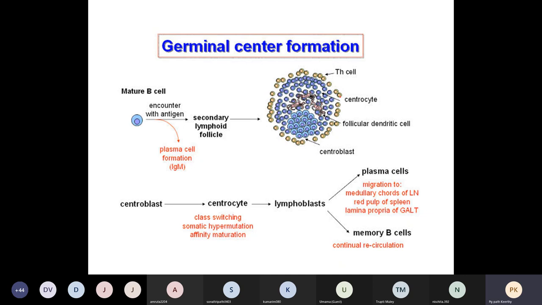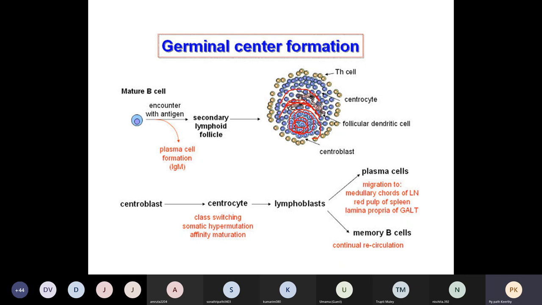And the centroblast will go to your germinal center. Three areas, no? Germinal center, mantle zone, marginal zone. So it goes to the germinal center, and here your centroblasts are proliferating, which forms the dark zone of your germinal center. In between are your intermingled follicular dendritic cells, and then there will be your centrocytes, plasma cells and memory cells, which form your light zone.